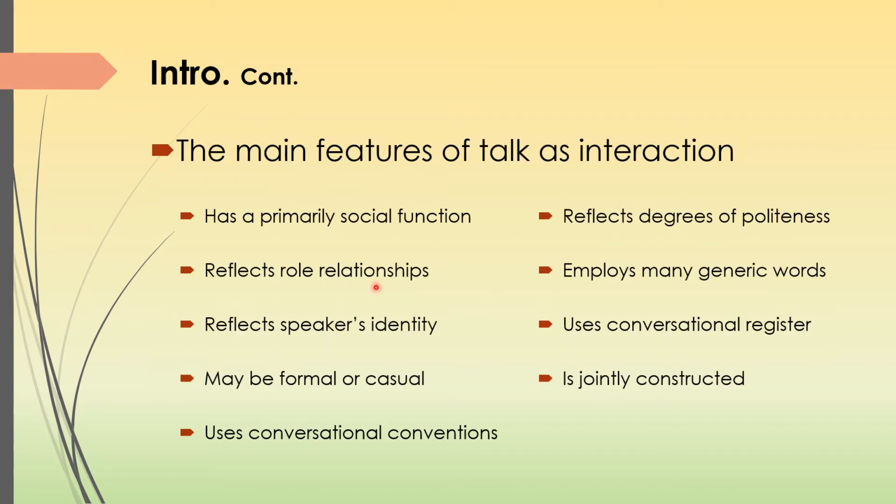So, the features. What are the characteristics of the function of interaction? We know that interaction refers to conversation, so it definitely has a primary social function, as I said earlier. It reflects the role relationships. Yes, you need to identify the roles and the relationships in order to carry on a conversation, because if you misjudge the context, then it will not carry on.